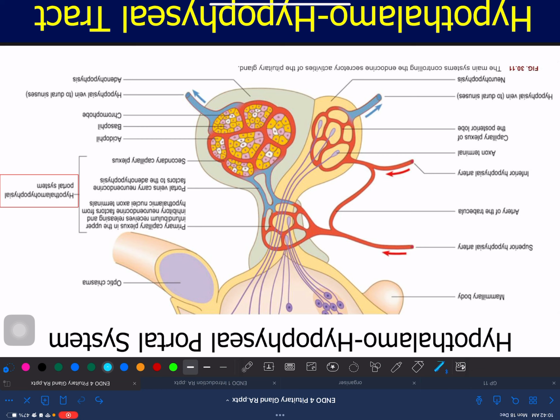So does this portal system connect to the posterior pituitary or not? Hypothalamo-hypophyseal portal system. Is it linked with the posterior pituitary? You can see in this picture there is no posterior pituitary. Only the anterior pituitary.